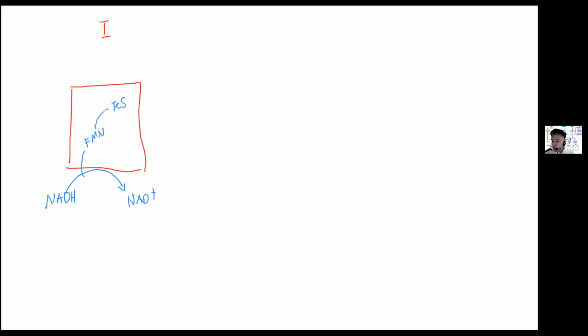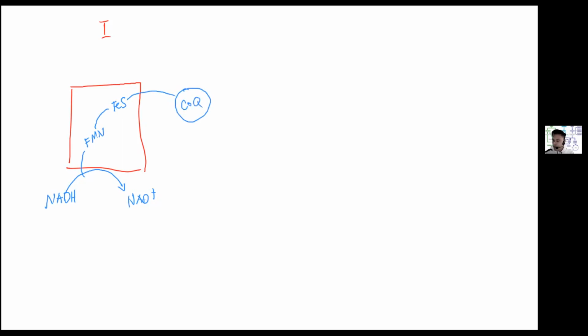I think it would be better if I draw it myself. So for example, if this is my complex 1, what will enter here? My NADH. My NADH transports the electrons and is reconverted to NAD+. Where do the electrons go? First, the electrons will pass on to your FMN, and then FMN passes it on to iron sulfur proteins, and the iron sulfur proteins will pass it on to your coenzyme Q.